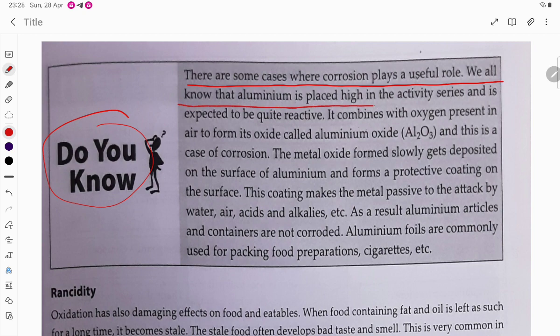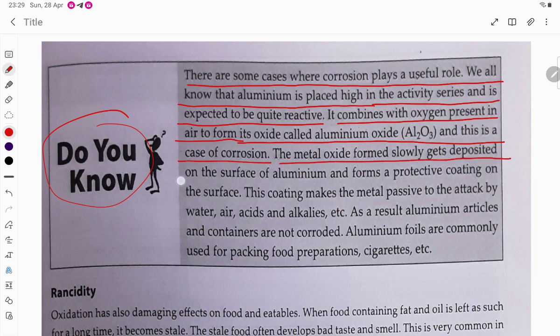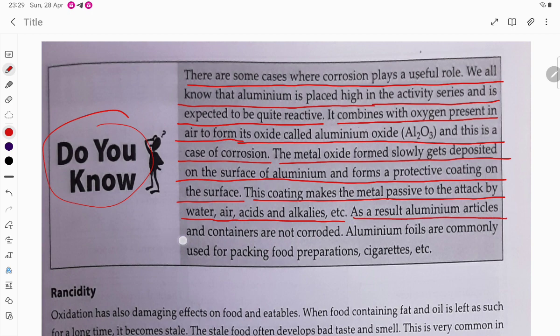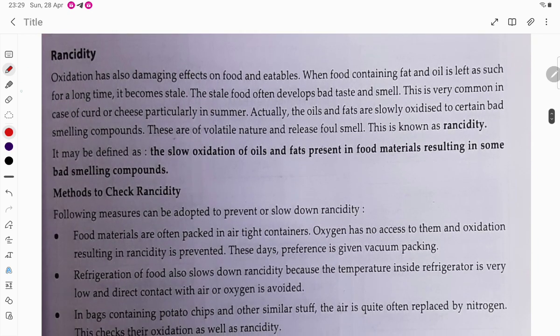We all know that aluminum is placed higher in the reactivity series and is expected to be quite reactive. It combines with the oxygen present in the air to form its oxide, called aluminum oxide, and this is a case of corrosion. This metal oxide slowly gets deposited on the surface of aluminum and forms a protective coating. This coating makes the metal passive to the attack by water, air, acids and alkalis. As a result, aluminum articles and containers are not corroded. Aluminum foils are commonly used for packing food preparations, cigarettes, etc.